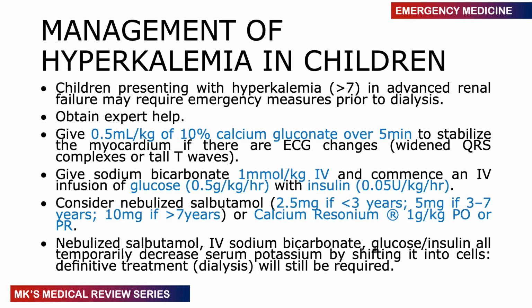Consider nebulizing them with salbutamol, 2.5 milligrams if they're less than 3 years, 5 milligrams if they're between 5 to 7 years, and 10 milligrams if they are greater than 7 years. Consider calcium resonium, that's 1 gram per kg orally or even rectally. Remember that nebulized salbutamol, sodium bicarb, glucose, and insulin are all temporary measures. They're just going to be shifting potassium into the cells. The definitive thing that you want is, of course, to get rid of that excess potassium, of which dialysis may still be required in these children.